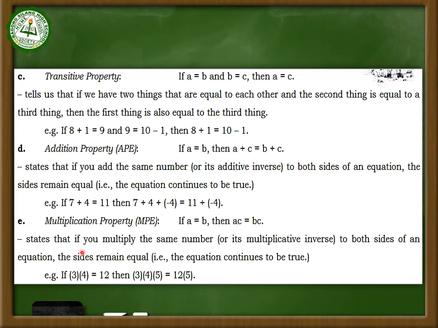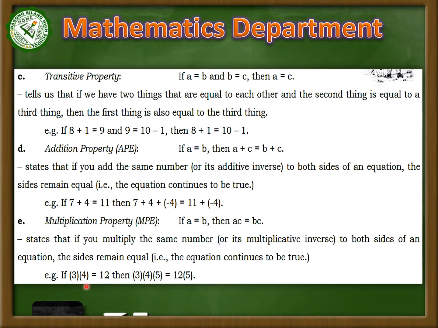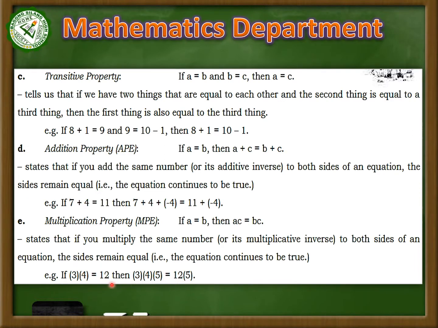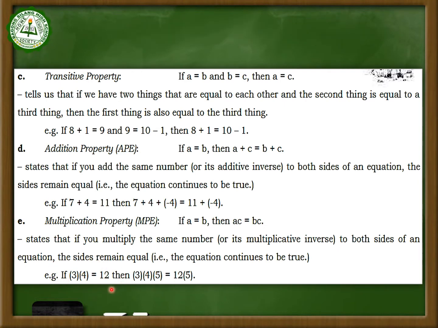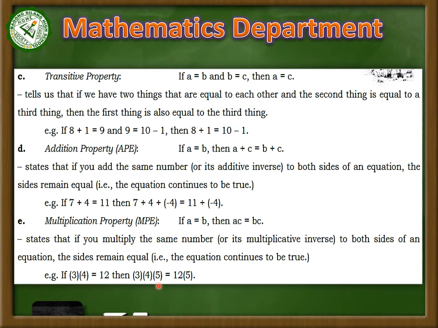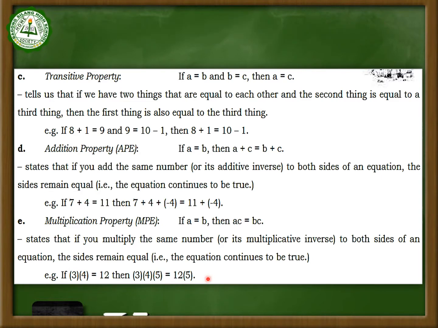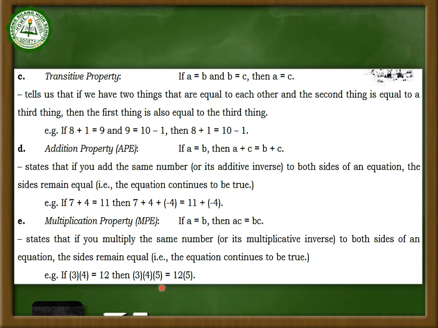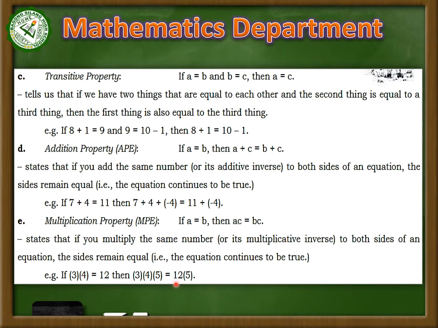Okay, so let's have an example. If 3 times 4 equals 12, then 3 times 4 times 5 equals 12 times 5. So the first thing, two expressions are equal. Then multiplying the third number, 5, on the left and right member of an equation, the equation continues to be true. Is it true? Okay, let's find out. 3 times 4 times 5 is 60. 12 times 5 equals 60. Okay, so it satisfies.